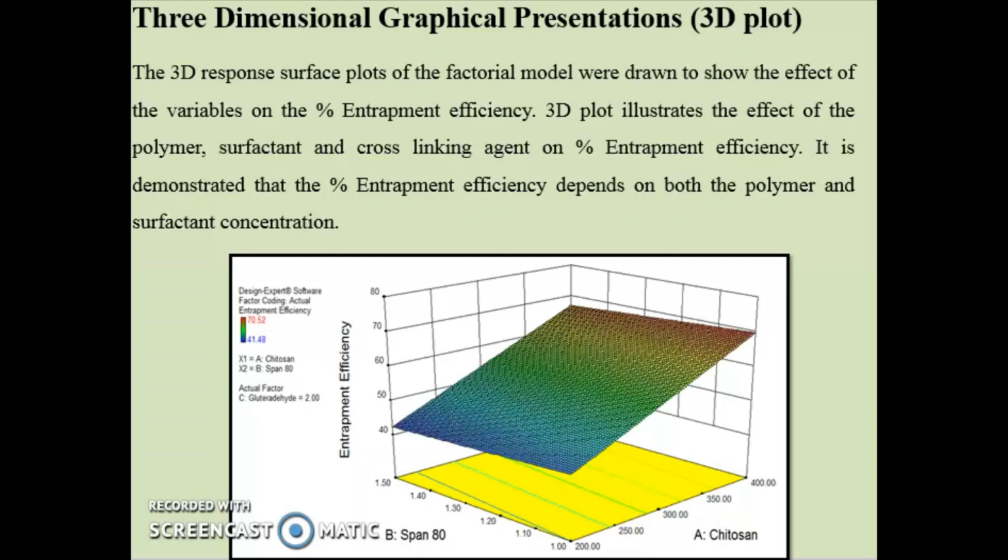as the surfactant concentration. As shown in this diagrammatic representation, when we increase the concentration of chitosan, the percent entrapment efficiency again increases. Whereas when we increase the concentration of the surfactant, that is Tween 80, the percent drug entrapment efficiency decreases. So it is already shown in this 3D plot.